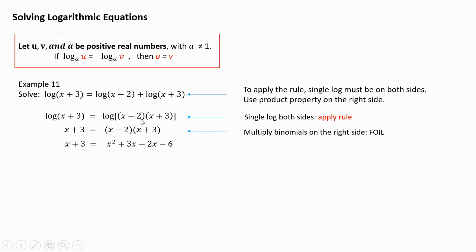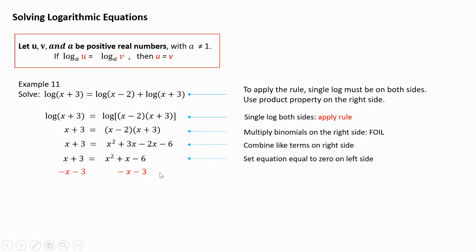The O stands for outer times outer, so x times positive 3 gives us positive 3x. The I stands for inner. You multiply inner times inner, so negative 2 times x gives us negative 2x. And the L stands for last. We multiply last times last, so negative 2 times positive 3 gives us negative 6. Now you combine like terms. So 3x minus 2x gives us x.